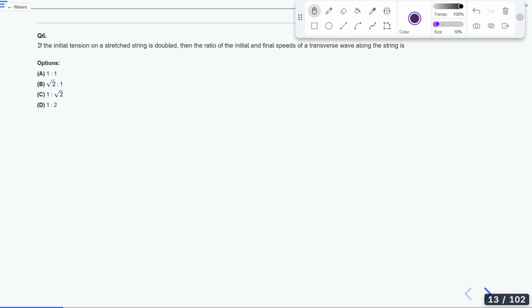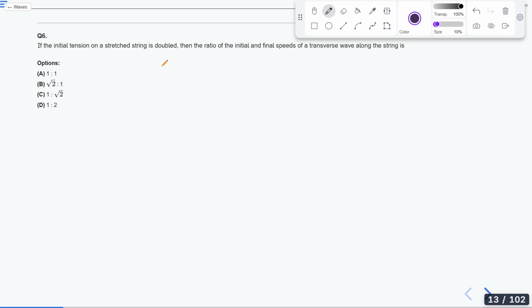Now next question. If the initial tension on a stretched string is doubled, then the ratio of initial and final speeds of a transverse wave along the string is. So what they are asking in the question: the initial tension on the stretched string is doubled.